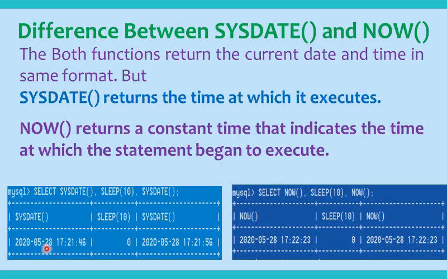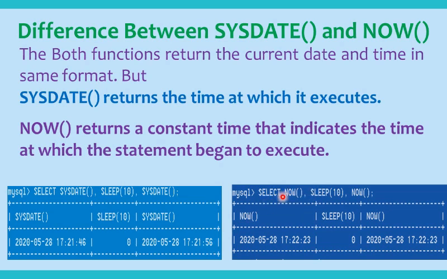Here we will see this time part, 21:46, 21 minutes 46 seconds, the first sysdate function executed, then slept for 10 seconds, then at 21:56 it is executed. Means first sysdate executed at this time, then it's 10 seconds sleeping time, then the next sysdate is executed at this time. So sysdate returns the time at which this function executes.